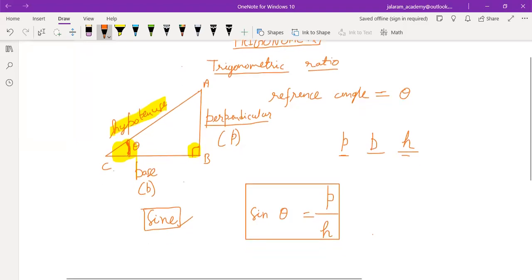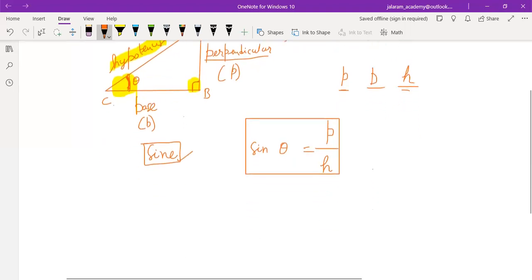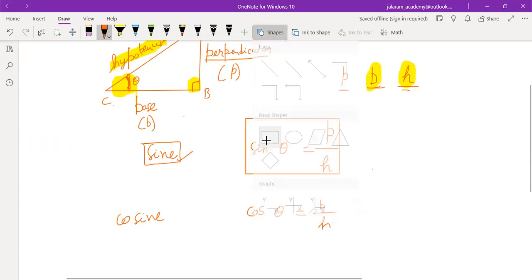The second ratio is called cosine. It is the companion of sine. Co assists the sine. Cosine, and in short, it is called cos theta. And this is the ratio of the base with the hypotenuse. So it becomes base upon hypotenuse.